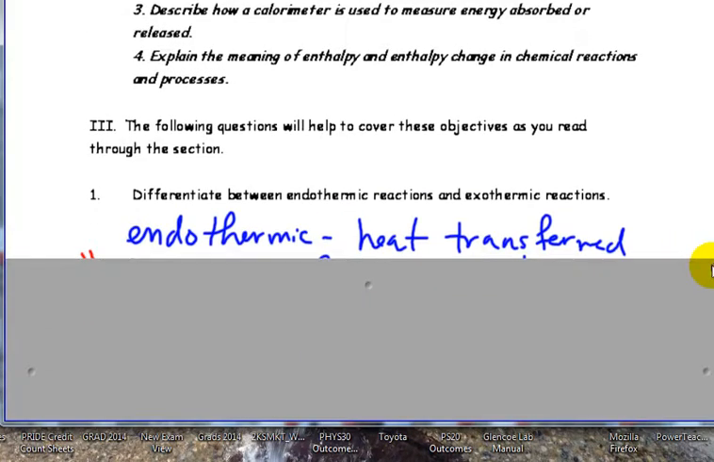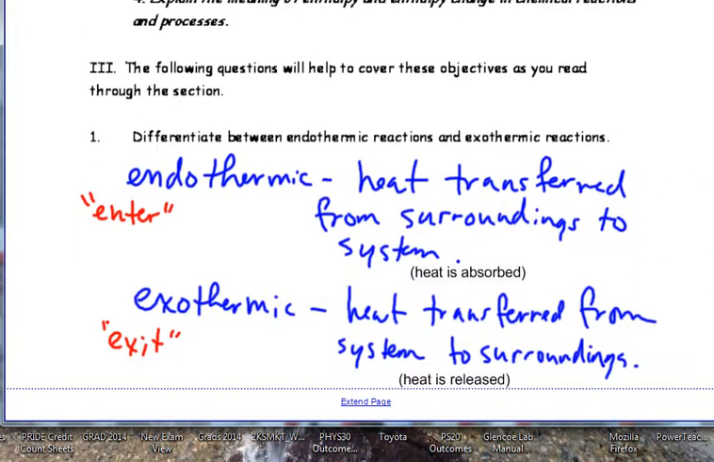So we've mentioned this before. Endothermic reactions: heat is transferred from somewhere else, the surroundings, to the system where the reaction is taking place. So heat is absorbed. Endothermic begins with En, so think of it as entering. Heat is entering the area in which the reaction is occurring. Exothermic: heat is transferred from the system where the chemical reaction is happening to the surroundings. So it's being released. It begins with Ex, so think of it as exiting. Heat is exiting the area in which we're studying.